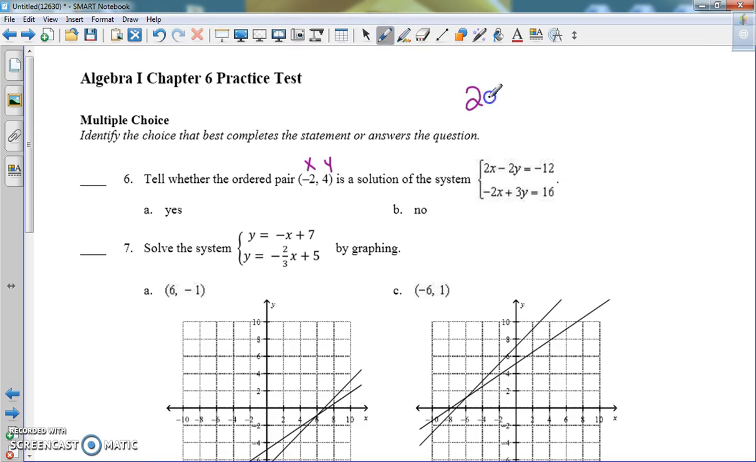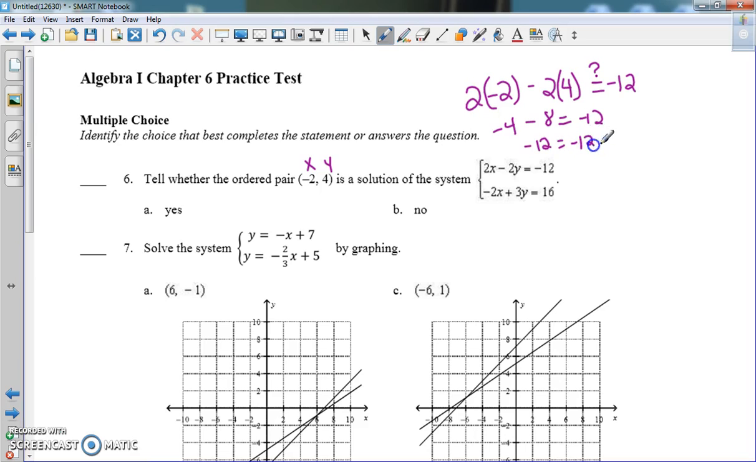I'm going to have 2 times a negative 2 minus 2 times a 4, and we're going to see if that equals a negative 12. This is going to give me a negative 4 here, and then this is going to give me a negative 8. And when you add these two together, you do get a negative 12. So for the first system, it works. Let's see if it works for the second system.